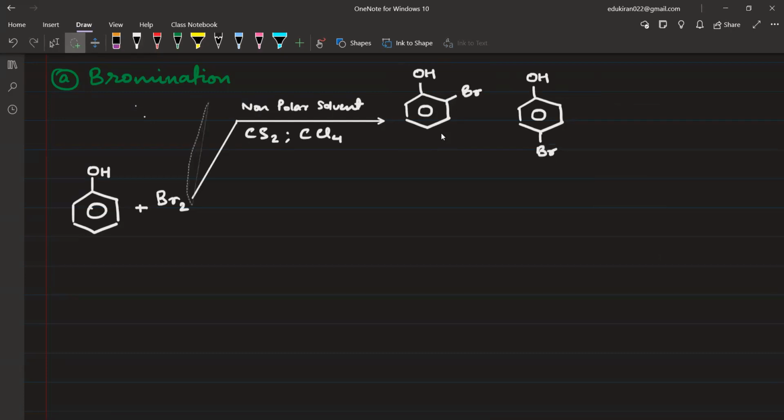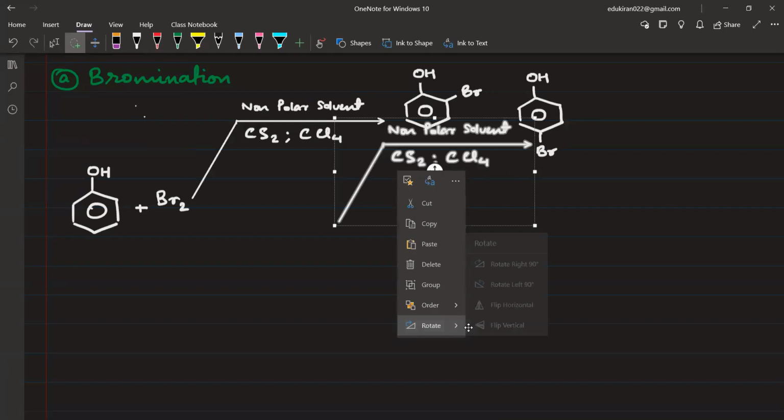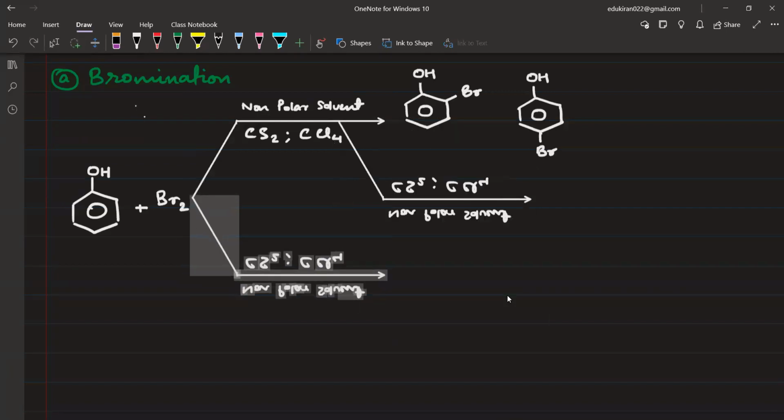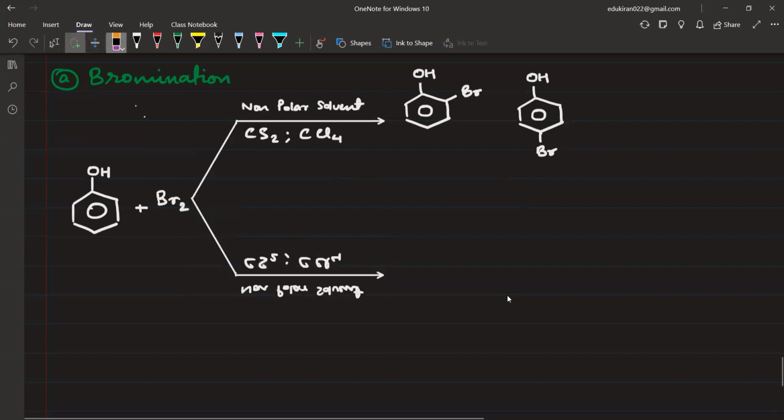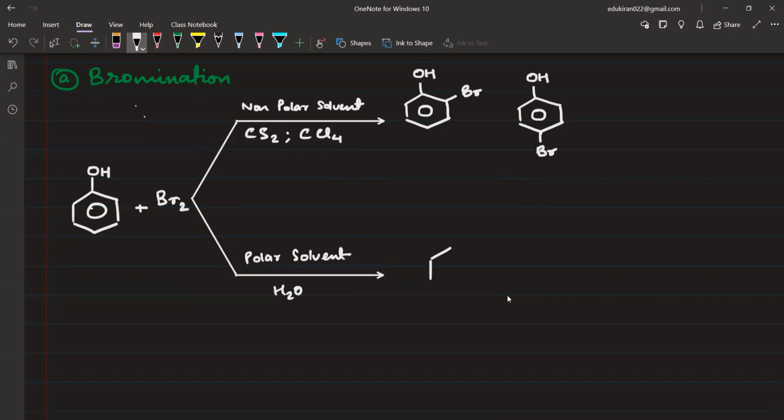But when I use a polar protic solvent such as water, then something different happens. If I use a polar solvent such as water, then what happens? I get only one product, but this phenol is tri-substituted. Here we have OH as it is, and Br in the ortho position, in the para position, and also in the other ortho position.